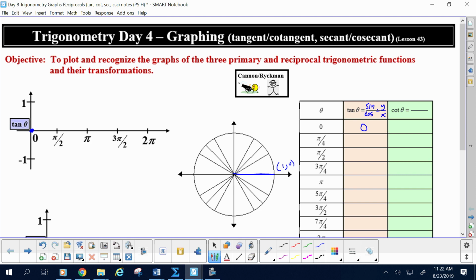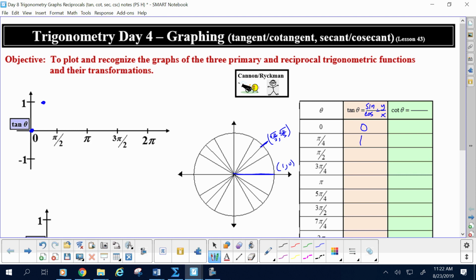Perfect. We could do pi over 3's and pi over 6's, but we're going to jump to pi over 4, all right? So at pi over 4 on the unit circle, isn't it root 2 over 2, root 2 over 2 for cosine and sine, or x and y? So what's tangent? 1. So at pi over 4, 1.